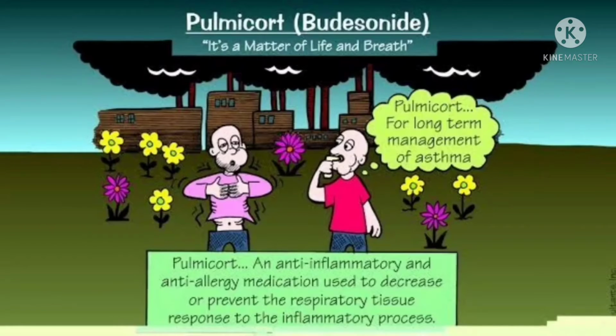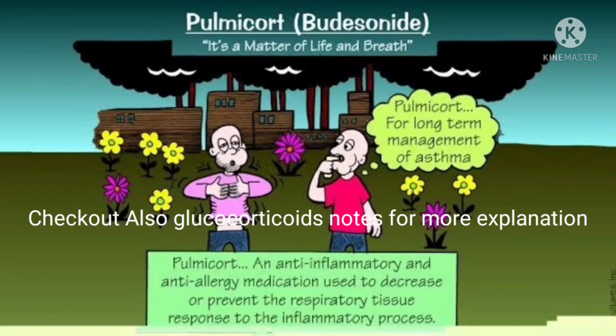So what actually is Budesonide? It's a matter of life and breath. Budesonide is used for the long-term management of asthma. It is an anti-inflammatory and anti-allergy medication used to decrease or prevent the respiratory tissue response to the inflammatory process.